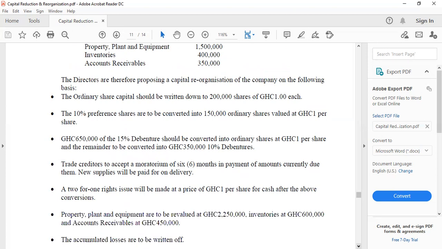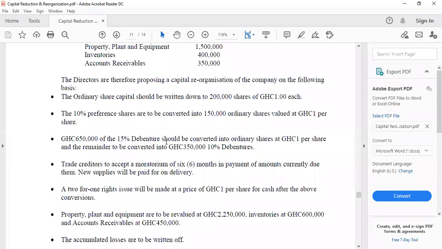A 2-for-1 rights issue will be made at the price of 1 cedi per share for cash after the above conversions. So the above conversions that they are talking about is that after you have written down your ordinary shares to 200,000, you have converted the preference shares to 150, you have issued 650 ordinary shares to them. That is the above conversions that they are talking about. So if we have done those above conversions, how many of the equity shares are we going to have now? We are going to have 200 for the ordinary shares, 150, and the additional 650, isn't it? Is that it? Yes. Okay.